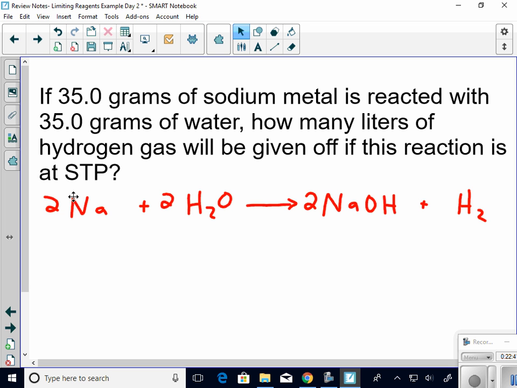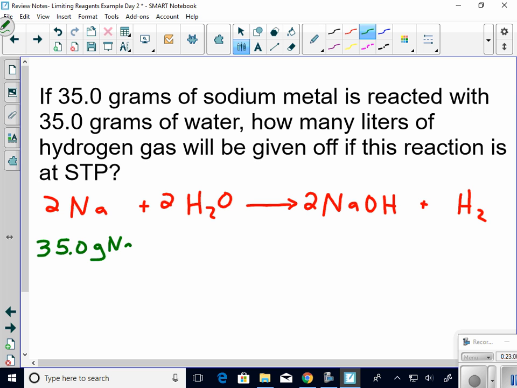Now, like I said before, does it matter which one of my reactants I start with? No. Since it's listed first right here, I'm going to start with sodium. 35.0 grams of sodium. And I'm going to go mass to mass right now. To what, though? Mass of sodium to mass of water, my other reactant.